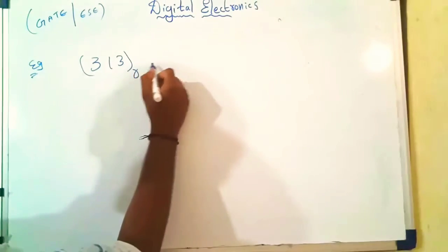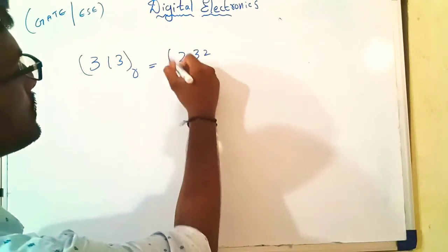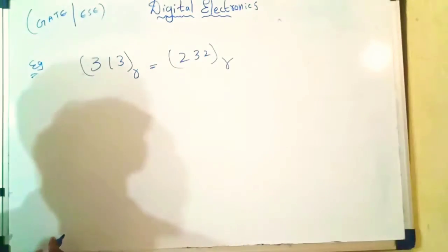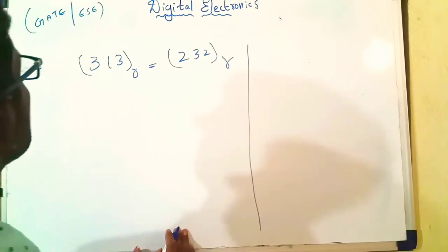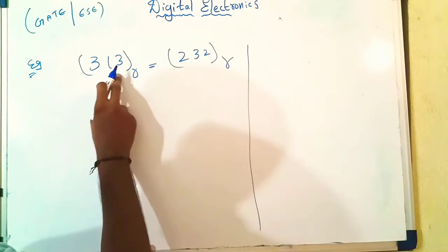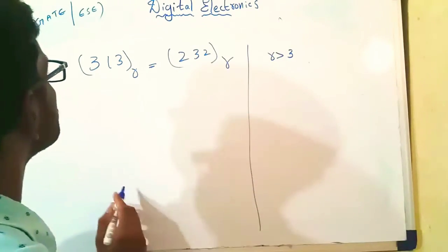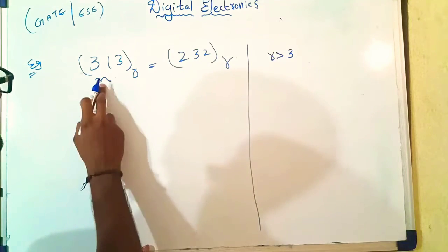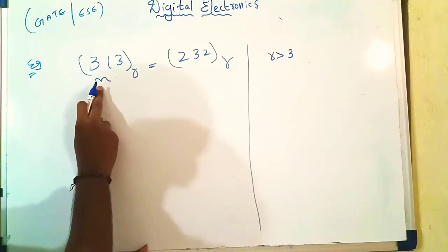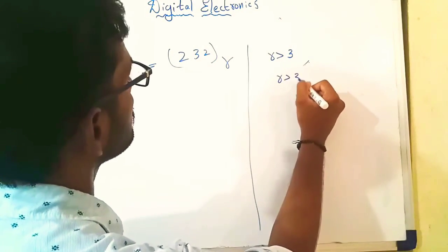Let us take an example: 313 in base R equals 232 in base R. Before solving this, we have seen that the base value is always greater than the digit. Here R is greater than 3. In these digits, we always consider the known values and also the highest value. R is greater than 3 here also.